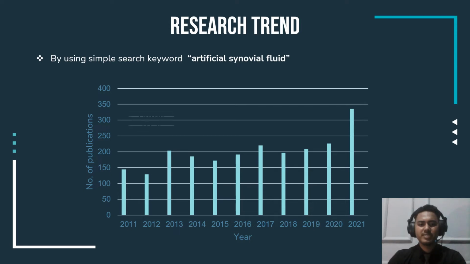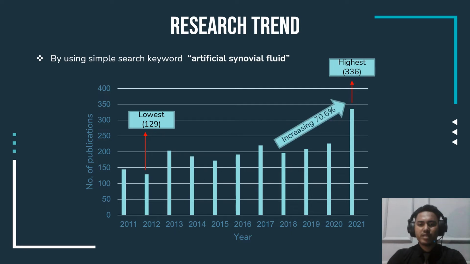From the chart, we can see that the lowest number of publications was in 2012, which is 129 publications, while the highest is in 2021, which is 336 publications. For the past 4 years, the number of publications has been increasing extremely, by 70.6%. So, it shows that the topic of artificial synovial fluid is still getting attention from many researchers.